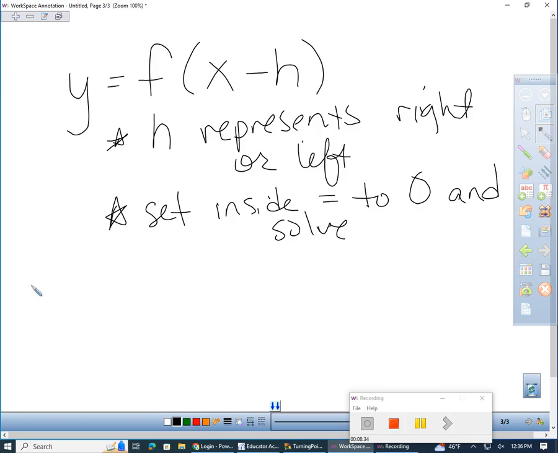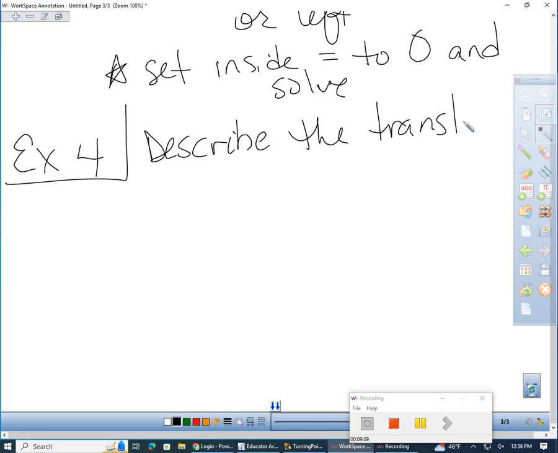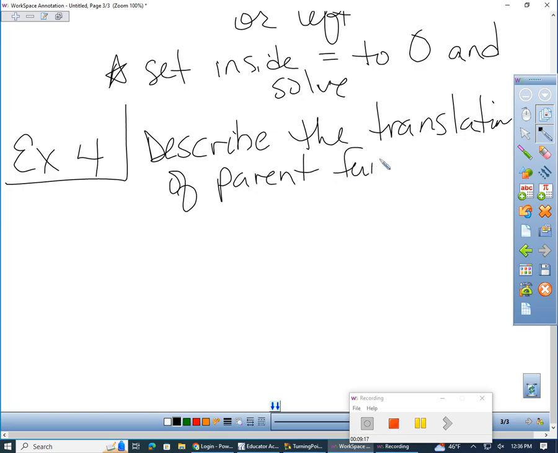Okay. So I'm on to example 4, correct? All right. So this time, let's use the parent function. Describe the translation of the parent function right now. Probably a good call. And this time our parent function is going to be y equals x squared.